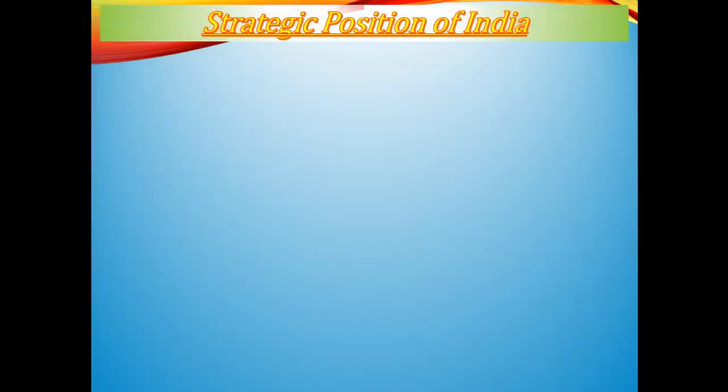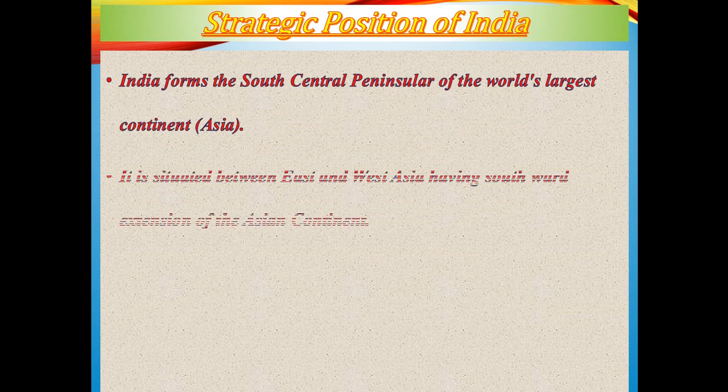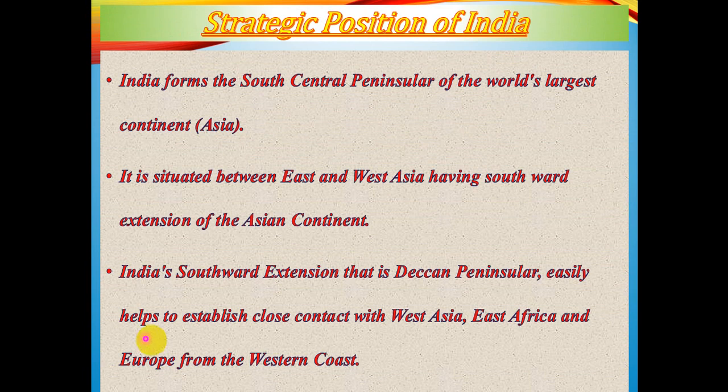So let us proceed with the first topic, that is, the strategic position of India. Now, India forms the south central peninsula of the world's largest continent, Asia. We all know Asia is the largest continent and India's location is towards its south central part. So it forms the south central peninsula. India is a peninsula country. Why? Because it is surrounded on three sides by water.